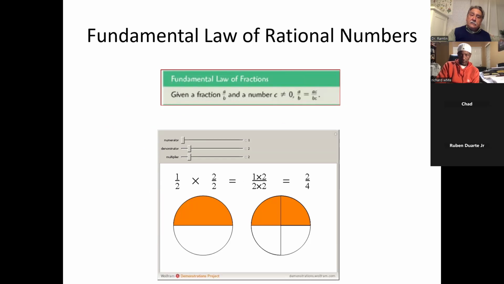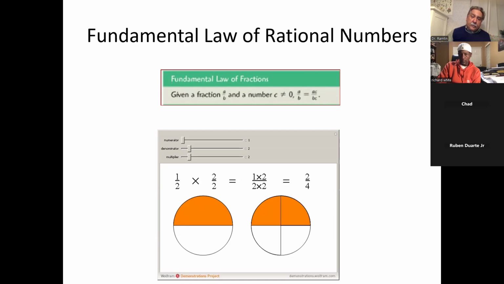These are the fundamental laws for rational numbers. If you have A over B, it is the same as if you multiply the numerator and denominator by a number C, which is not 0. The answer is the same. A divided by B is the same as AC over BC.